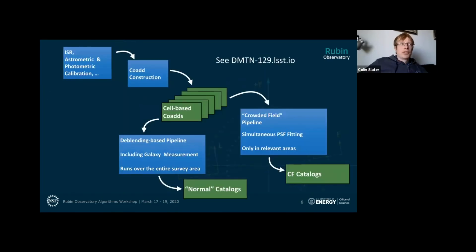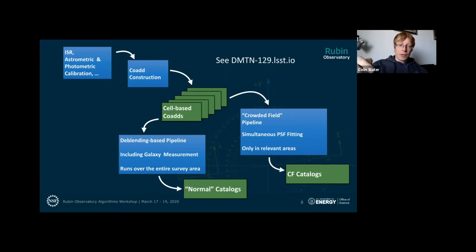So this is just a rough outline of what we're proposing to do for crowded fields. This is written up in a technical note that you can see at the top, number 129, which has all the details. But what we would do is start from the same coadds. So this would require building a different set of coadds. It would use whatever form was applicable to the high latitude pipelines.